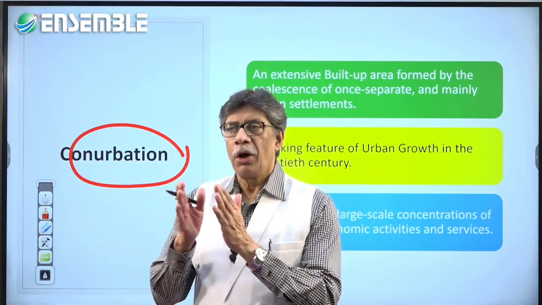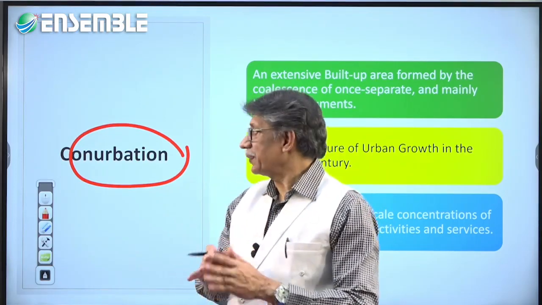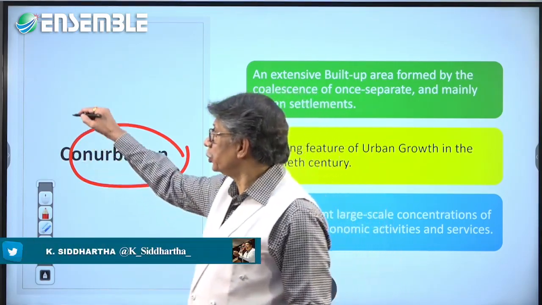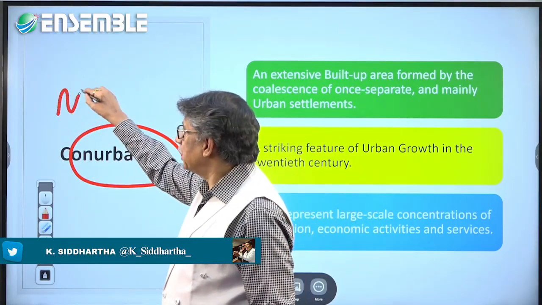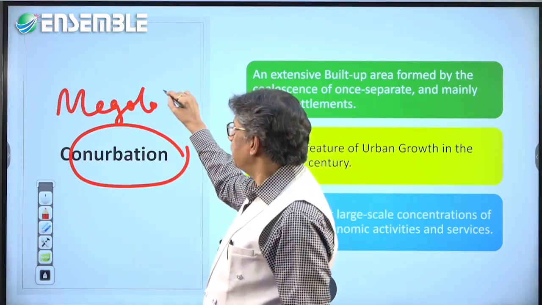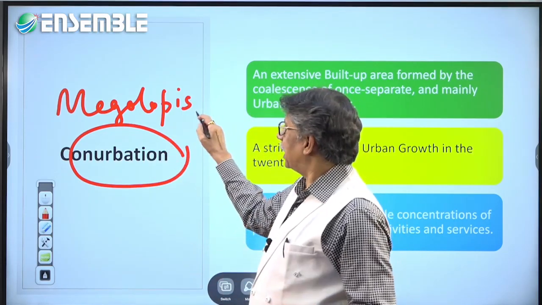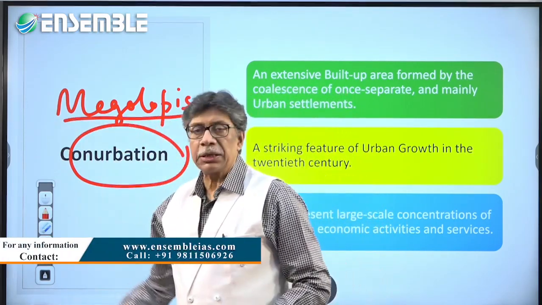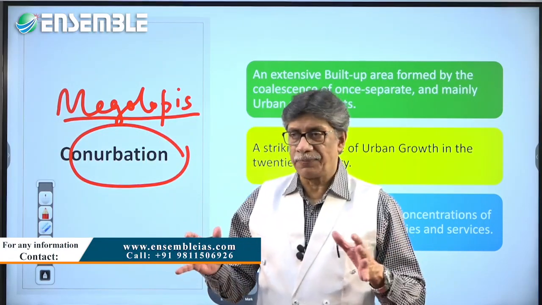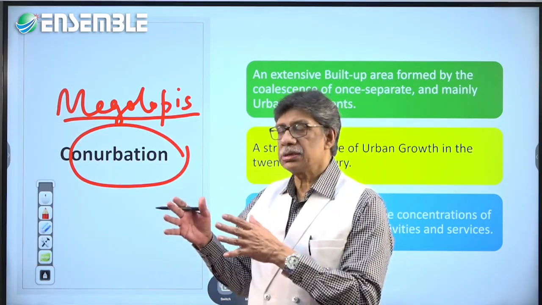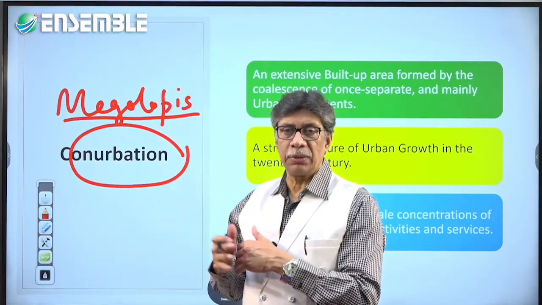Conurbation is one of those names that have been used. There is another name that is going to be used, and that is called megalopolis. It is this name that is sometimes used. Now you will find that megalopolis is a name that is generally used in Britain. Conurbation is a term that is used in North America.